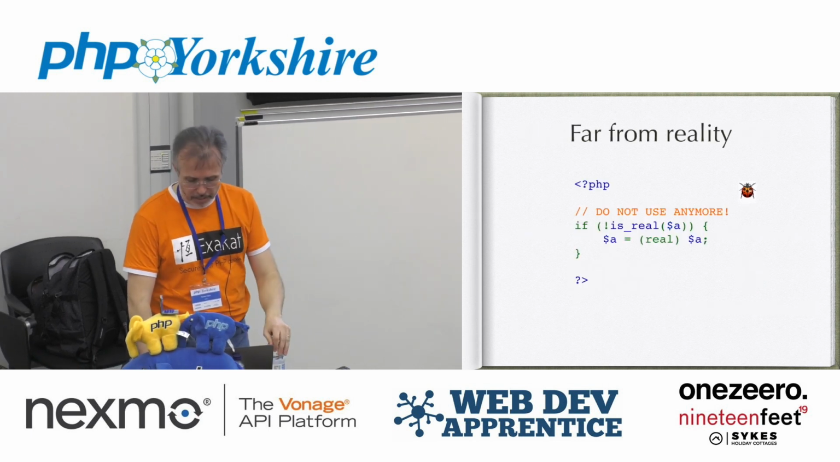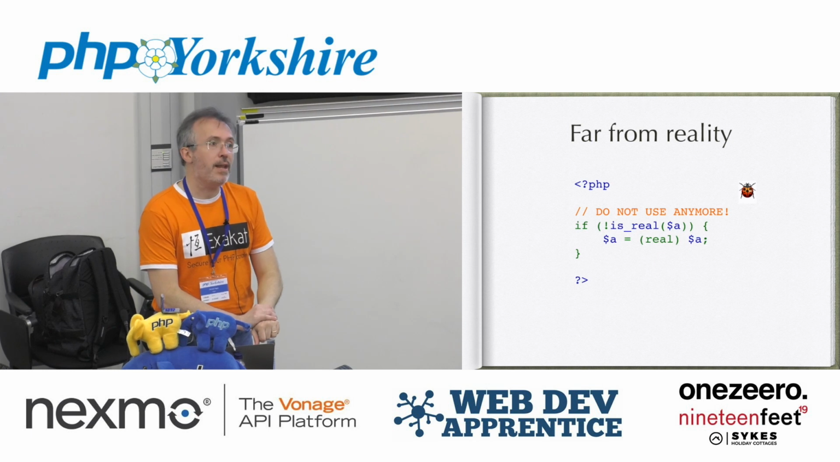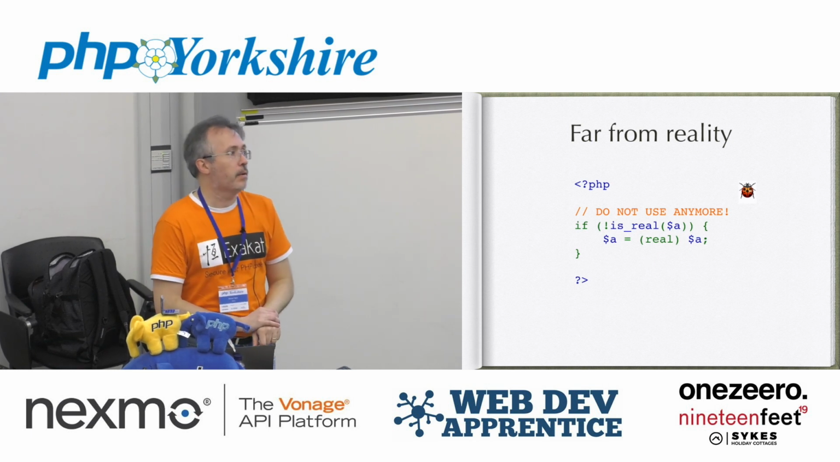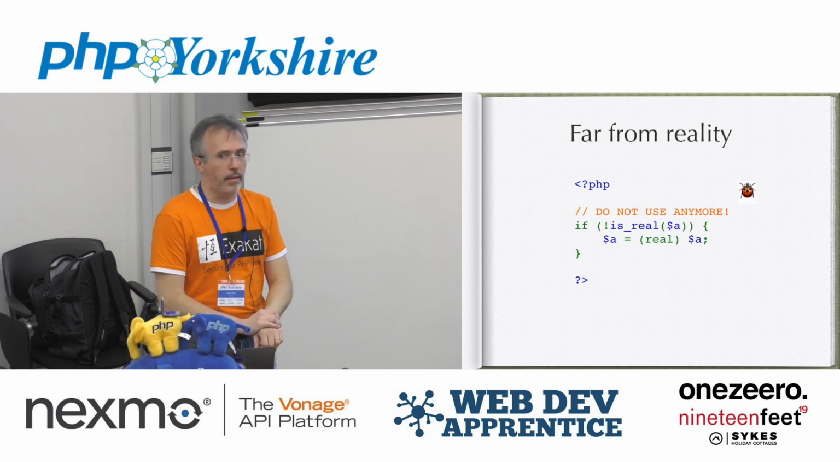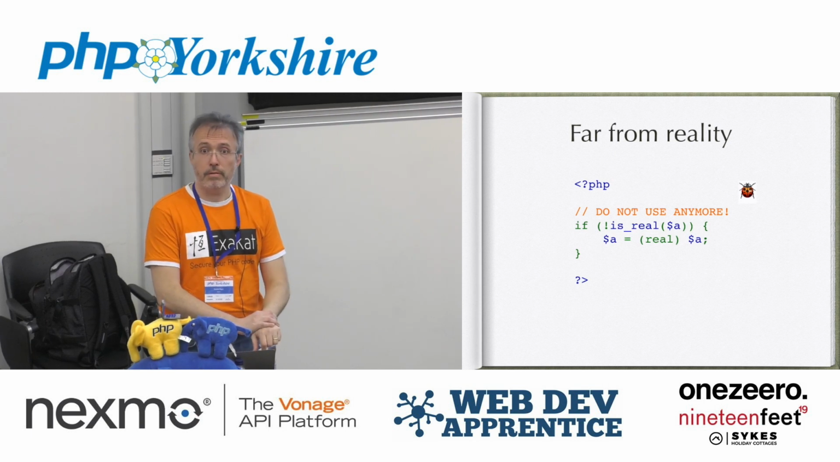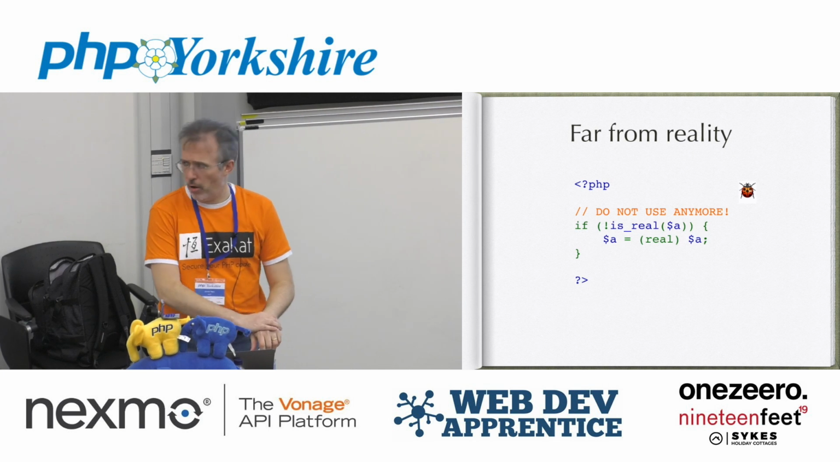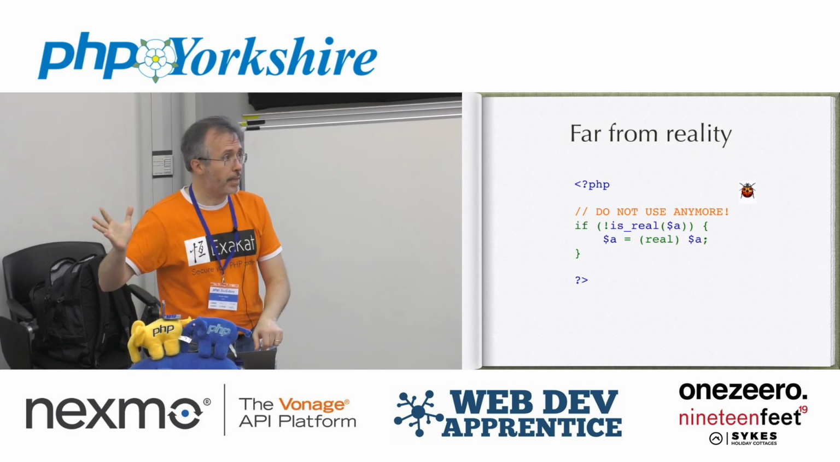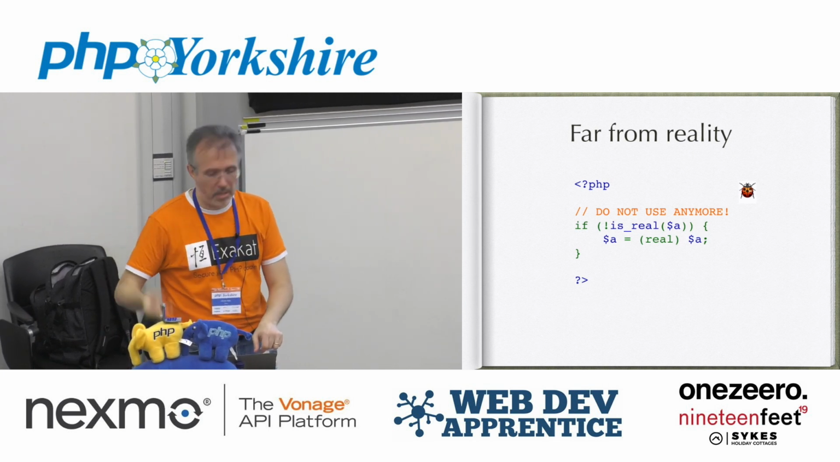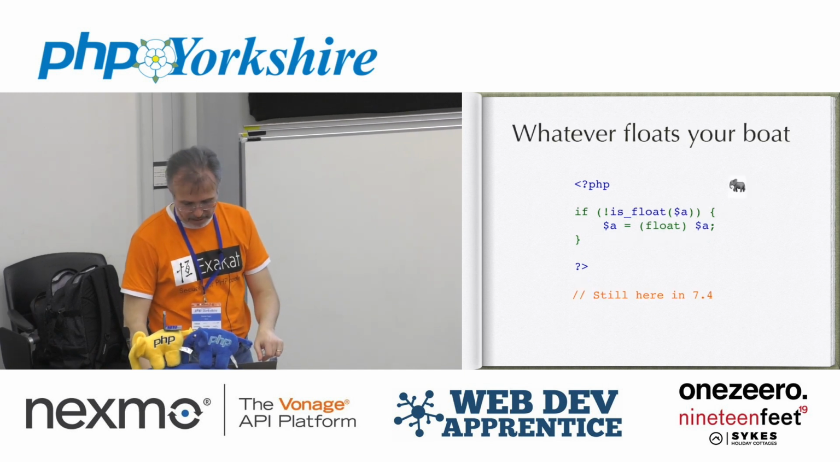Okay, let's move to something easier. Real is going away in PHP. Who's using real? Real numbers, not integers, just something with a comma or dot. No one used that? Okay, so you don't care. That's good, because actually it's not real.